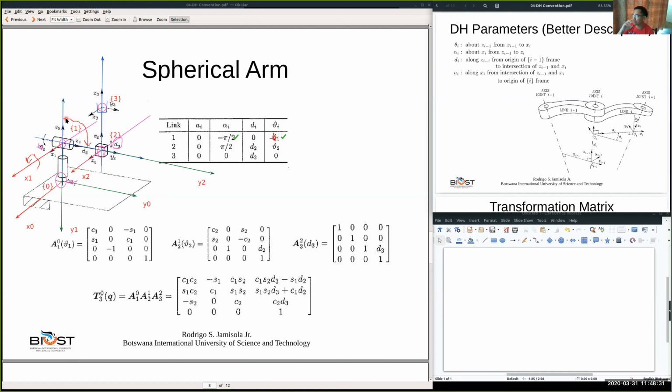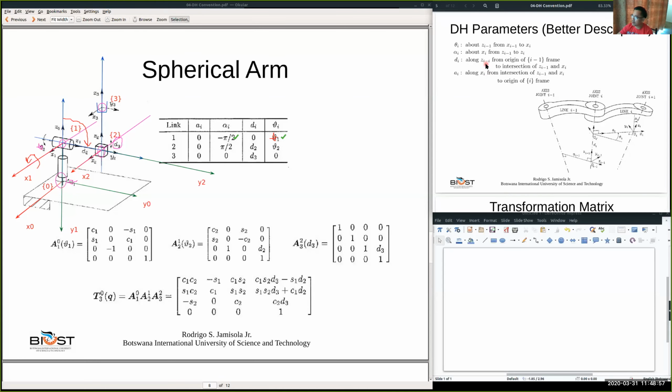From origin of frame 0, to intersection of Z0 and X1. That's the intersection of X0 and the intersection of Z0 and X1. So that is Z0 and this is X1, that is their intersection. Origin of frame 0. So we choose our frame 0 to be here.